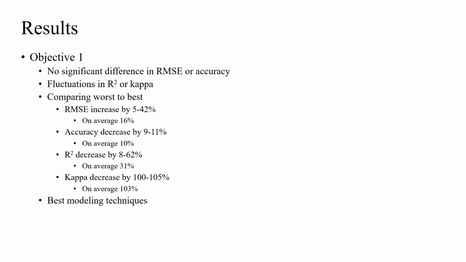Based on RMSE or accuracy, Cubist consistently provided better regression predictions than the other techniques except for fiber, and random forests performed the best for the classification predictions. Therefore, they were identified as the best modeling techniques.